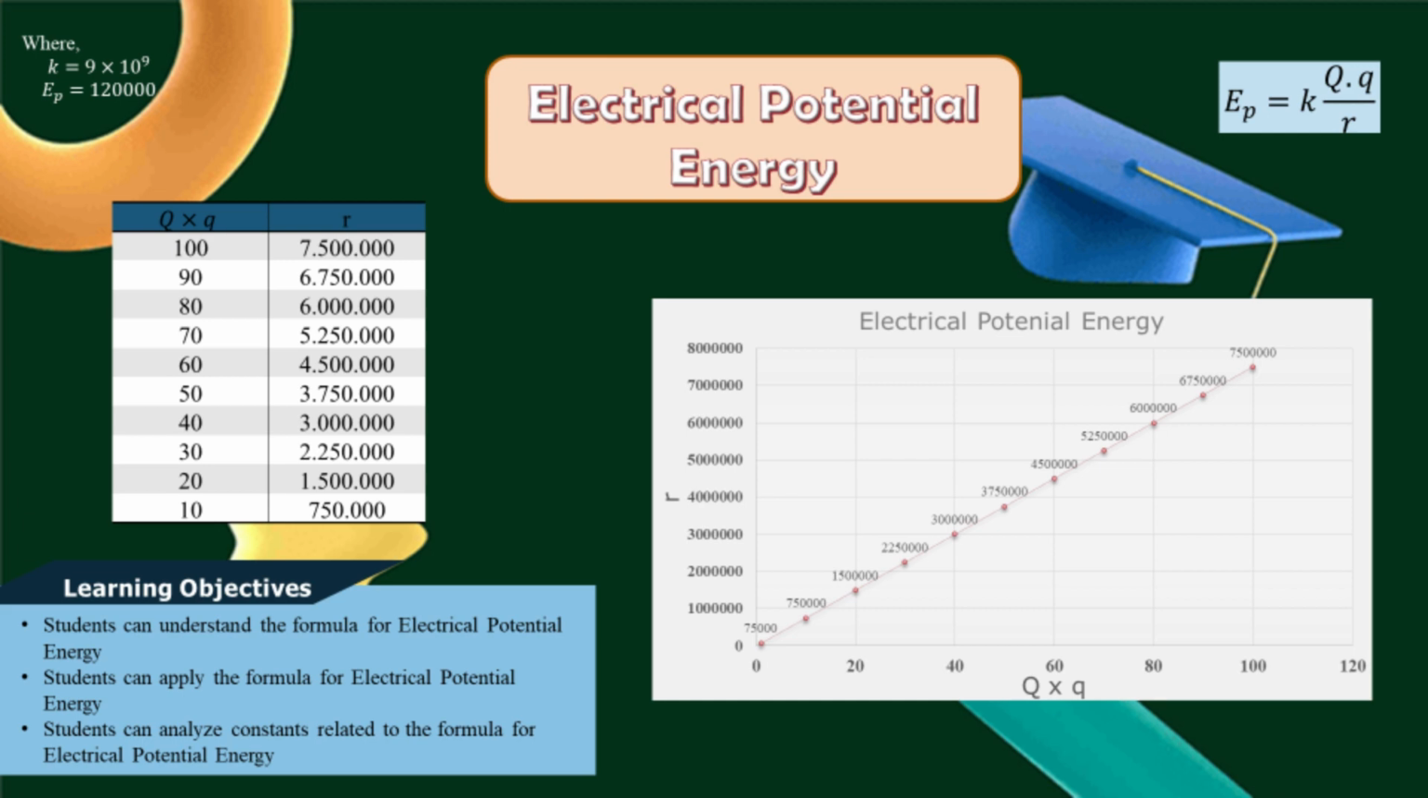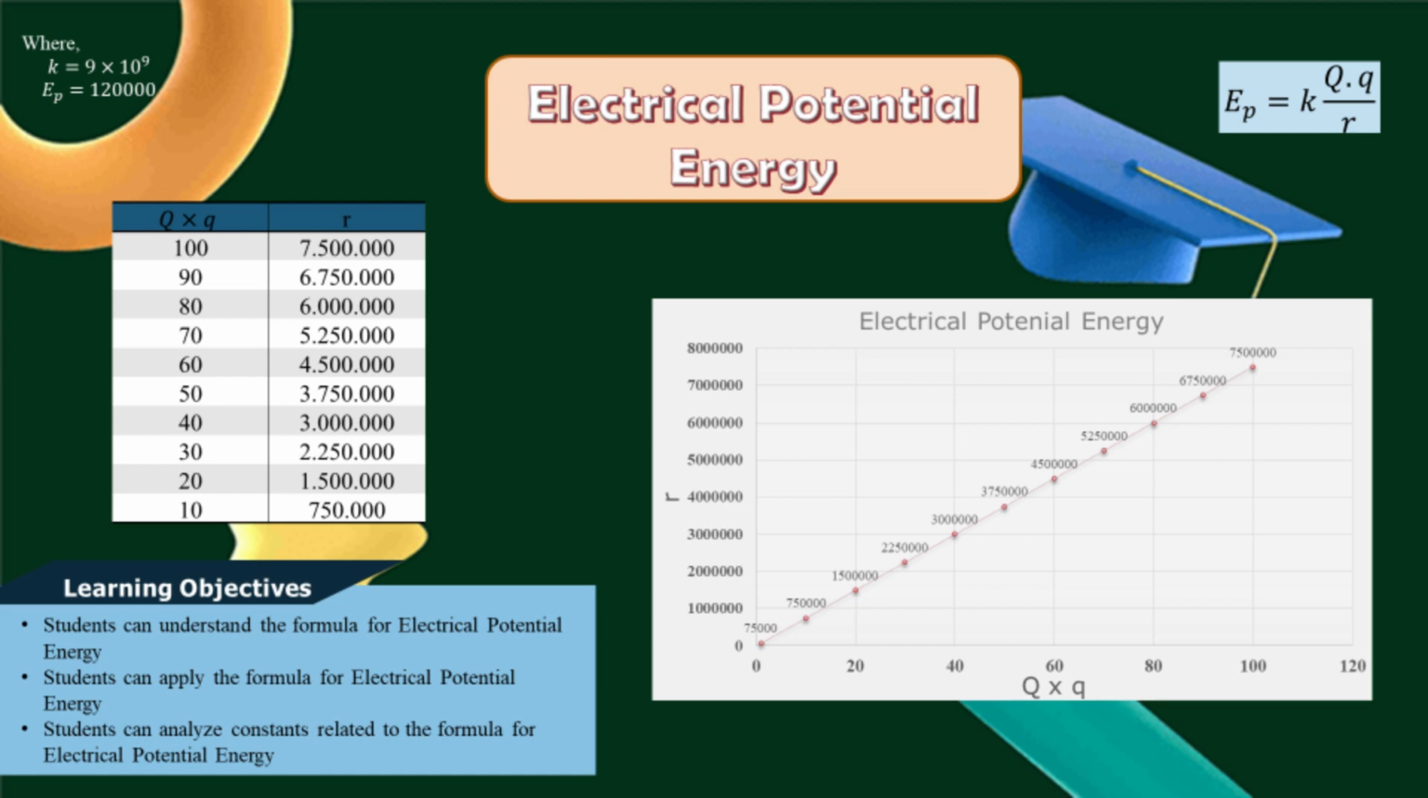2,250,000. If we have the big Q times small q is equal to 20, we have the R is equal to 1,500,000. If we have the big Q times small q is equal to 10, we have the R is equal to 750,000. Look at the graph.